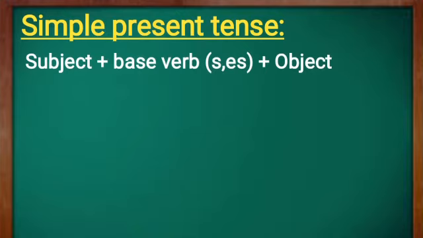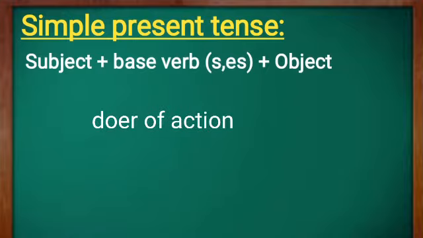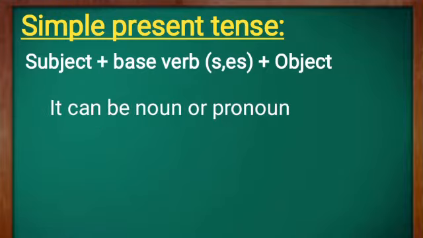For your kind information, I would like to say that every tense form has a particular structure. As I have given here, the structure for simple present is subject plus base verb (s/es) plus object. Let me explain the structure first. Here subject means the doer of the action, means who does the action in a sentence. It can be a noun or pronoun.